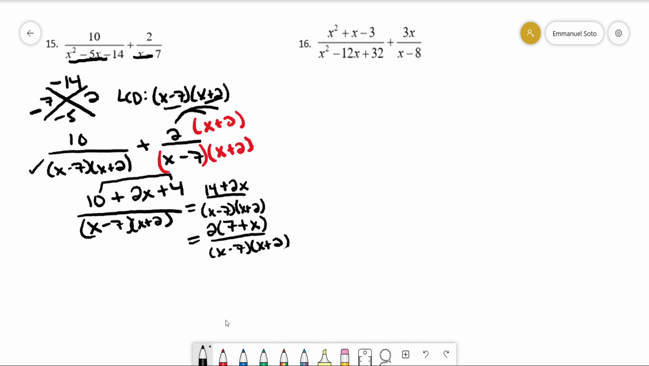Alright, so now let's go ahead and factor this guy out. So factors of 32 that add up to negative 12. So that would be 4 and 8. It would be negative 4, negative 8.